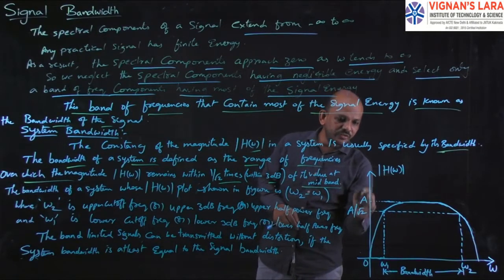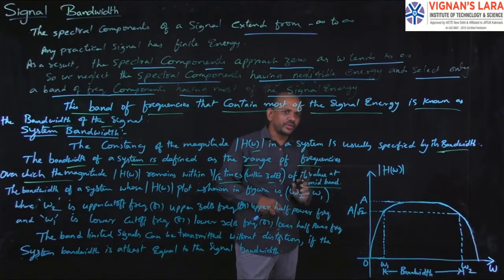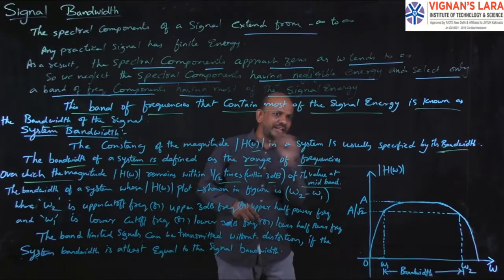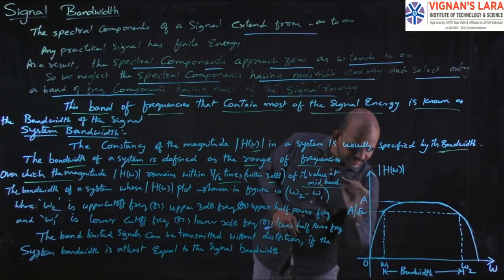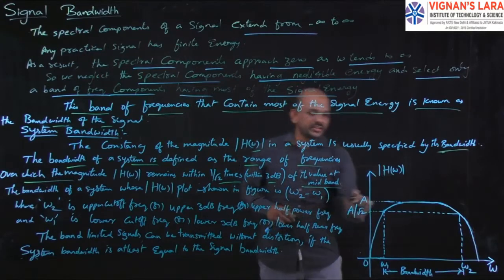So there is a value. If A is 10, then I go for 1 by root 2 into 10, that is 10 by root 2. I will get a value. So consider this value. This is A, so A by root 2. Let us consider this one. There I will draw a straight line.